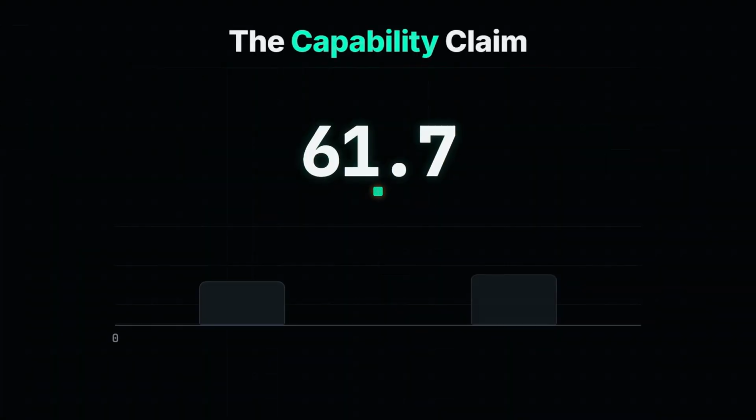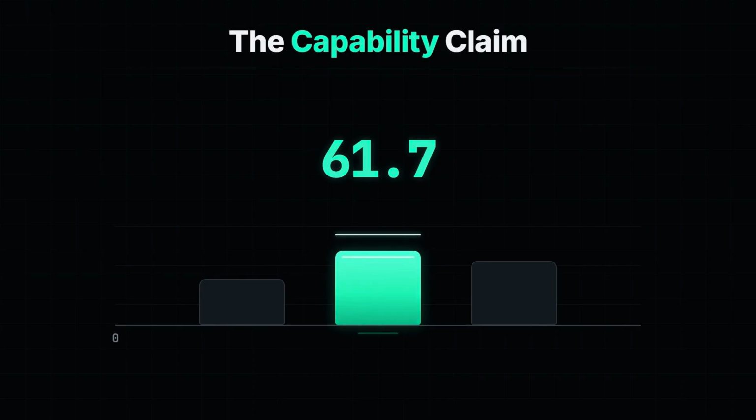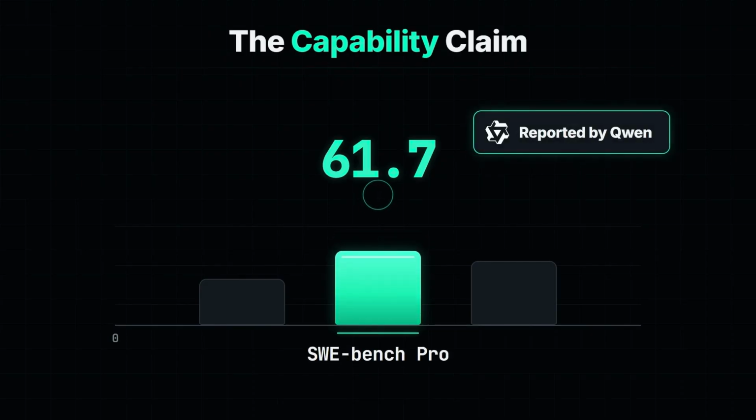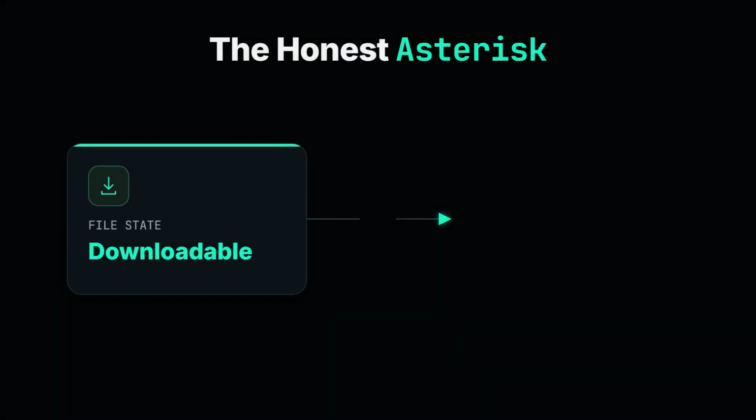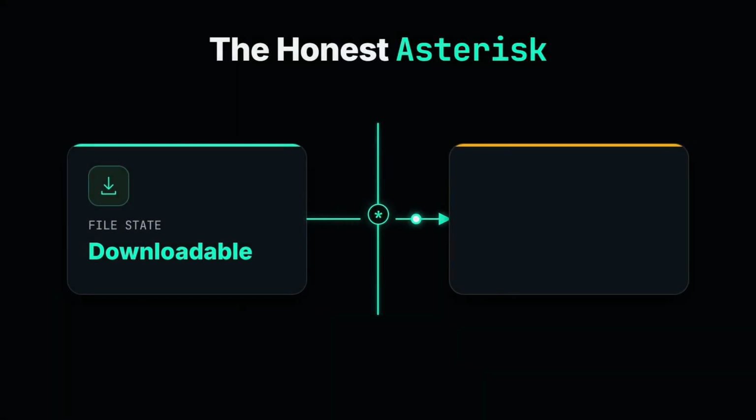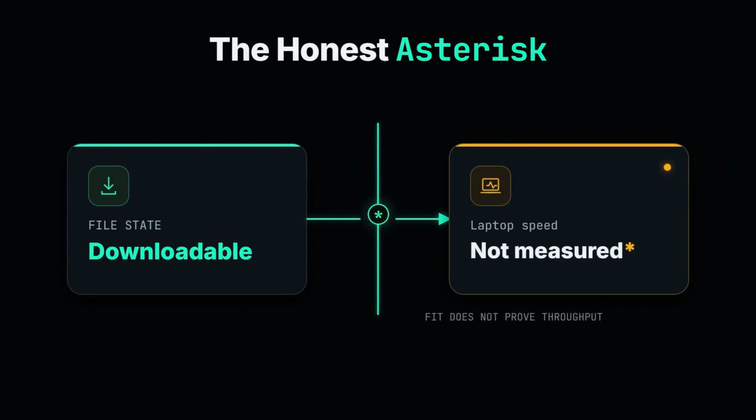Qwen reports 61.7 on SWE-bench Pro, an agent coding test. That score makes real repository trials worth considering. A download can fit, yet answer slowly. Output speed is called throughput, and these sources provide no laptop throughput measurements.